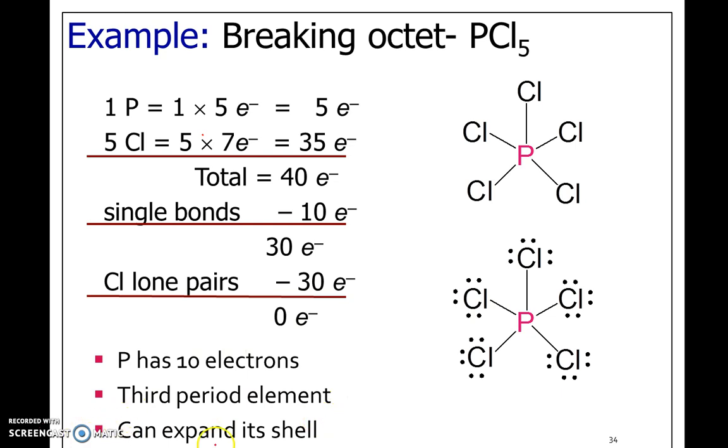Phosphorus can expand its shell to take in all these extra bonds. Because if you remember from Chapter 6 when we talked about the shells, you have the inner shell, n equals 1, n equals 2, n equals 3. As you increase the shell, you increase the size of the atom.